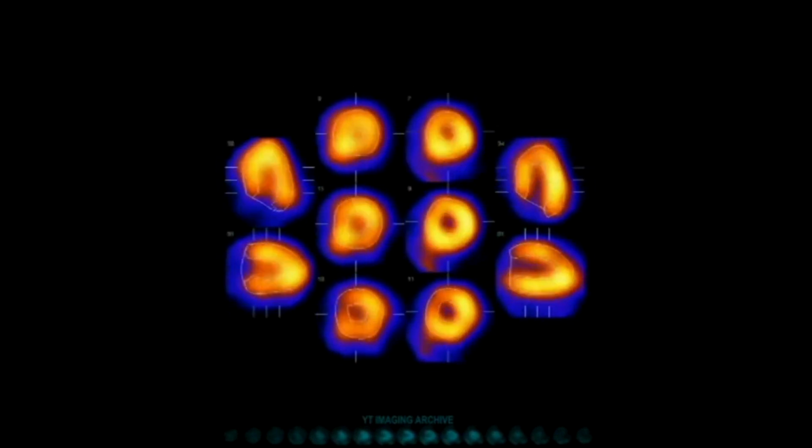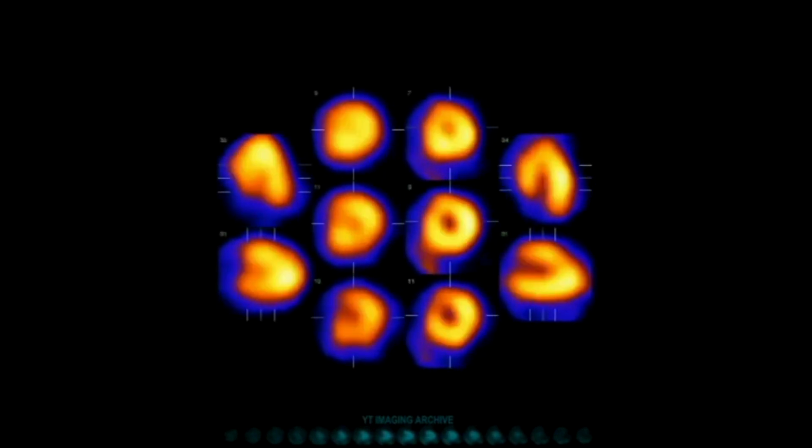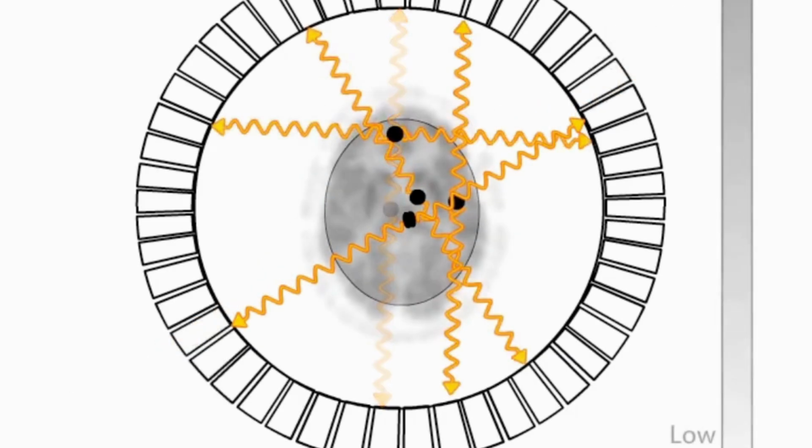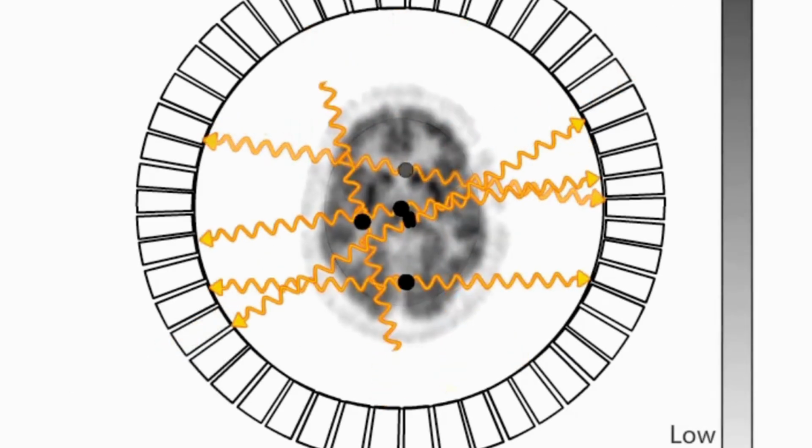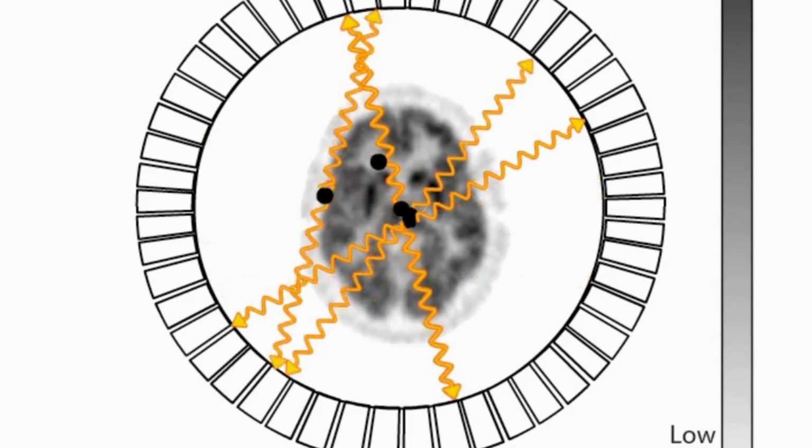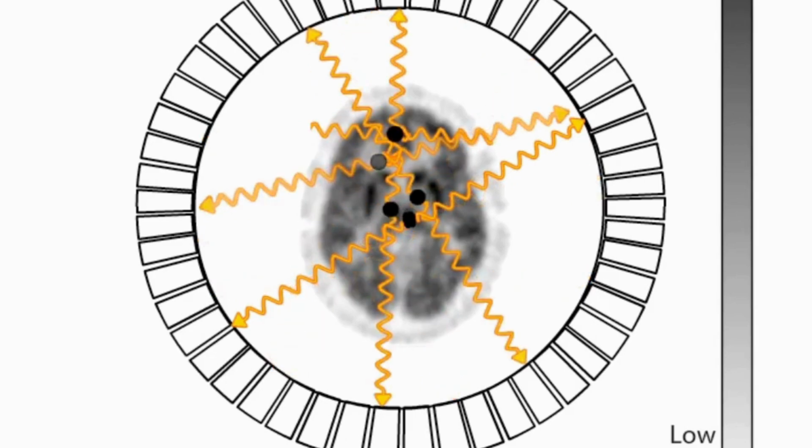This is where positron emission tomography (PET) comes in. When a positron meets an electron in the body, they annihilate each other, producing two gamma rays that shoot out in the exact opposite directions. The PET scanner detects this pair of gamma rays simultaneously.